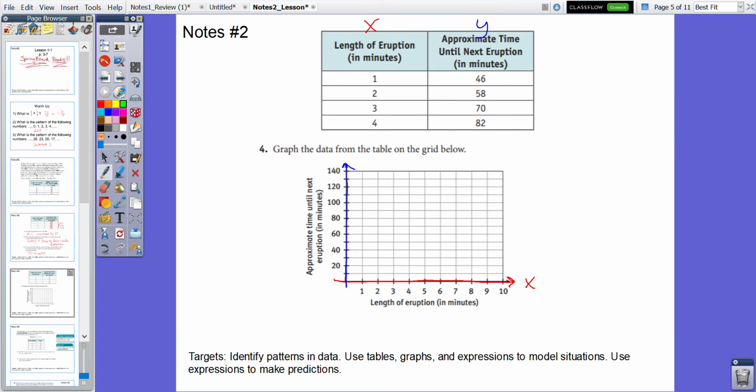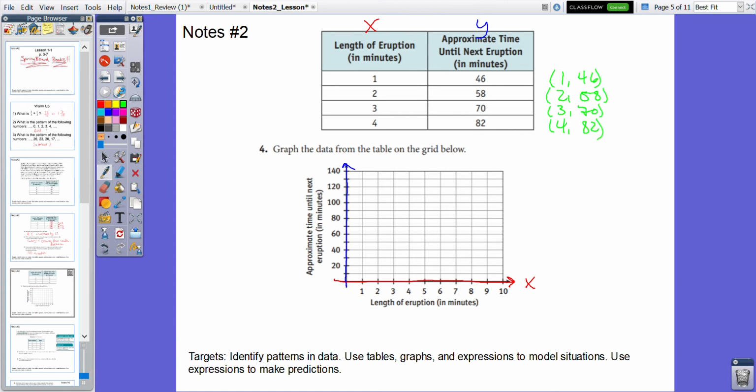So the first ordered pair we want to graph is (1, 46). Next one would be (2, 58). Next ordered pair would be (3, 70), and then (4, 82). Okay, I'm going to graph those points for you right here.